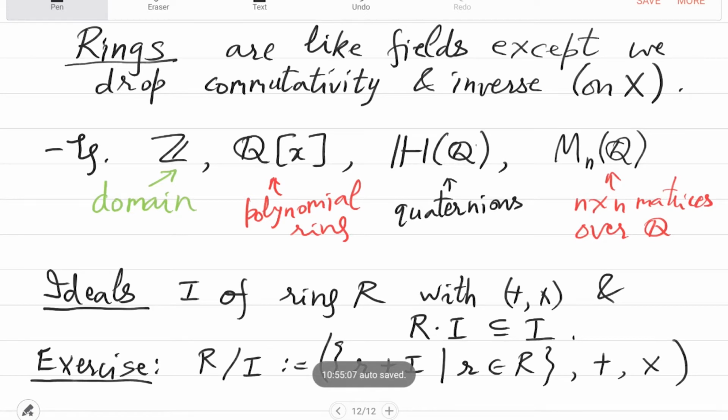So when you add R1 plus I element and R2 plus I element, their sum is the element R1 plus R2 plus I. Okay, that is the definition of addition. And what is the product? R1 plus I times R2 plus I is R1 R2 plus I. And to make that definition meaningful, you need this property R dot I is contained in I. Okay, so you do this as an exercise. So R mod I is a ring.